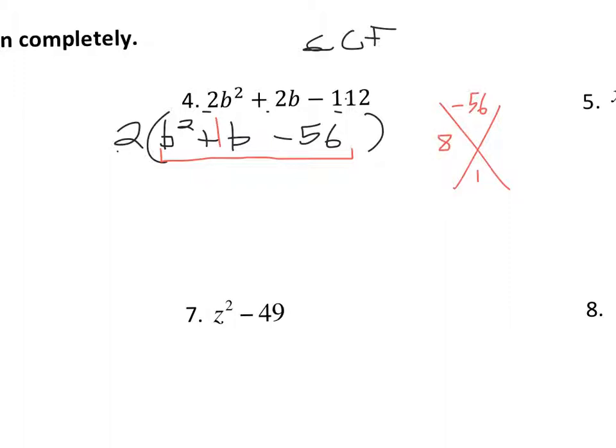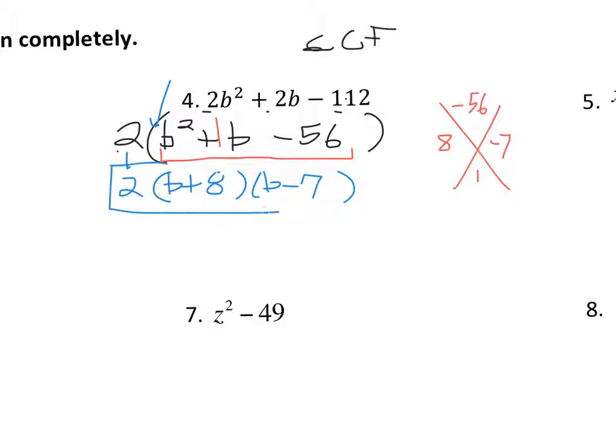I'll let you think of them. Hopefully you're getting 8 and 7. One of them's got to be negative. Looks like the 7 has to be negative. Technically, I'm just working on what's inside the parentheses, so I don't have a number in front of the b squared. I can go straight to my answer of b plus 8 and b minus 7. But I got to remember to bring down the 2 of the GCF. So that's what it looks like, completely broken down for number 4.